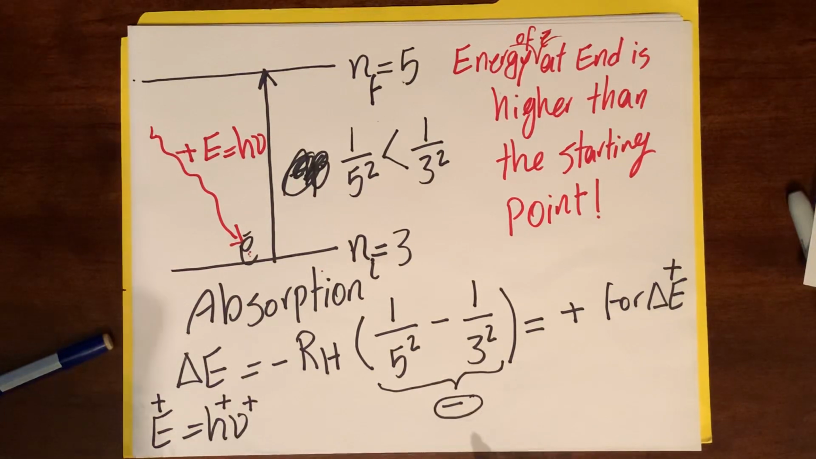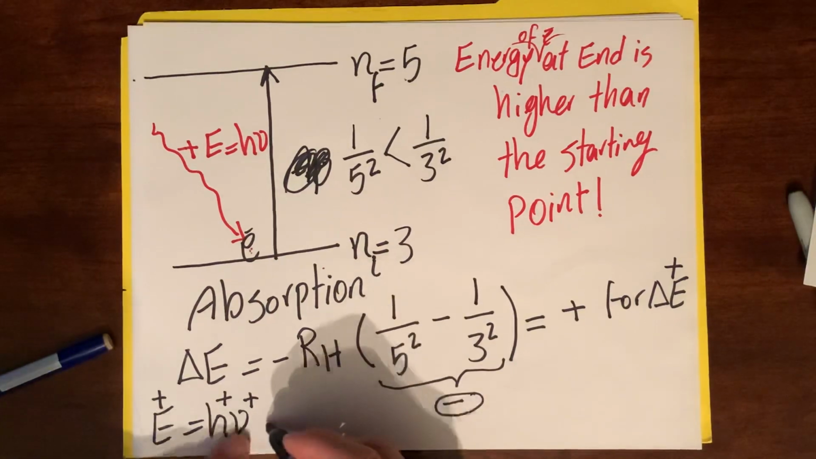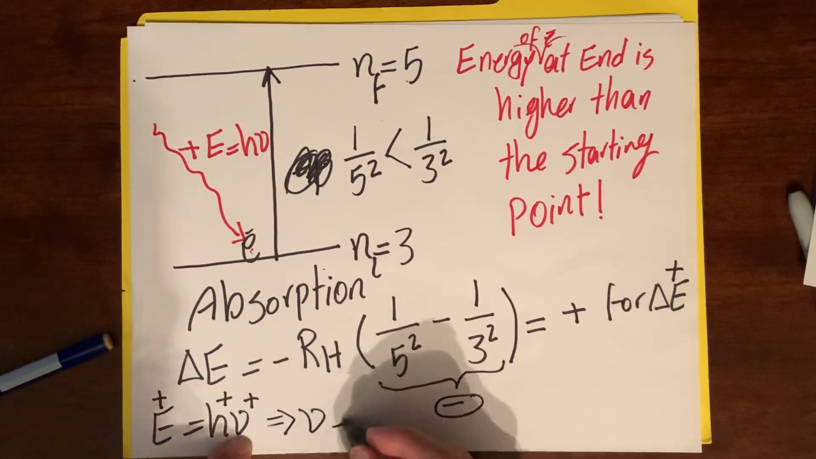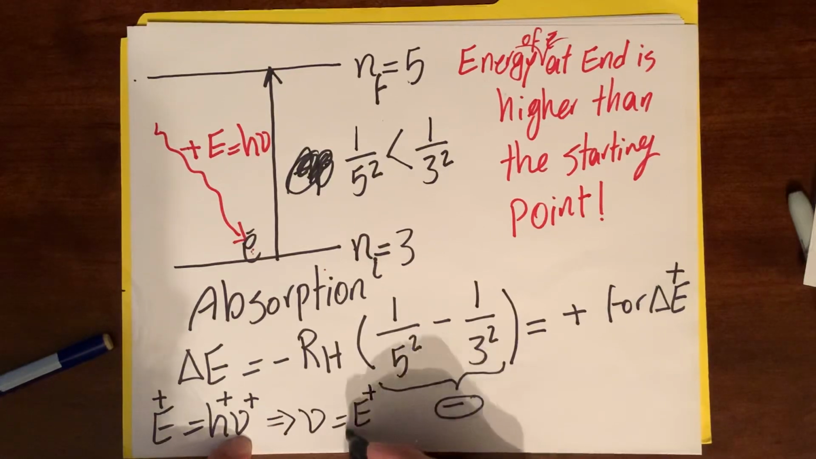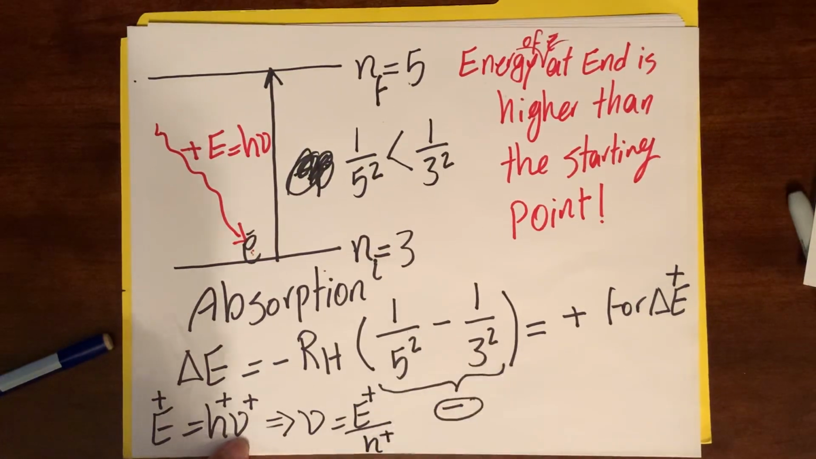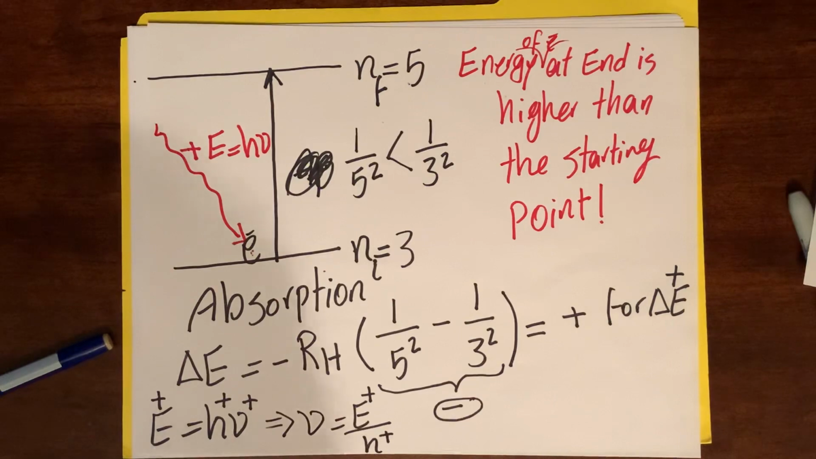We don't need to do anything more. We can calculate the frequency. The frequency is going to be E, a positive number, divided by h, which is a positive number. And it's going to give us the right answer.